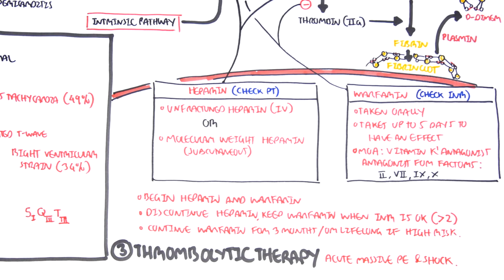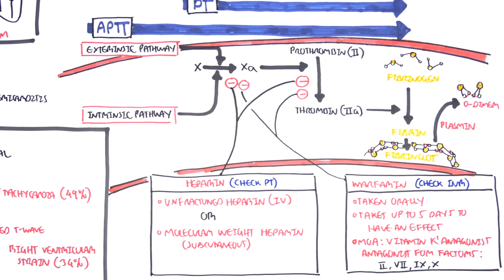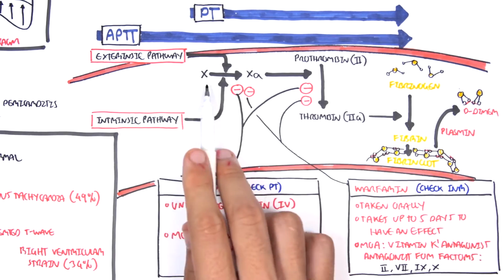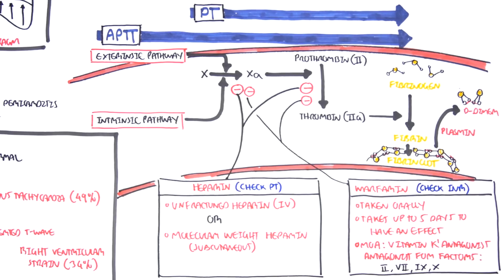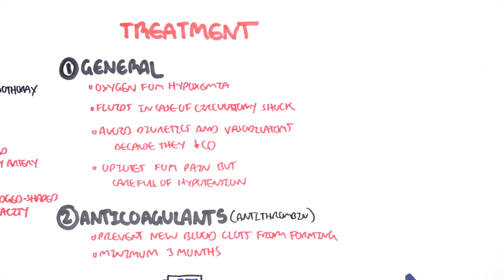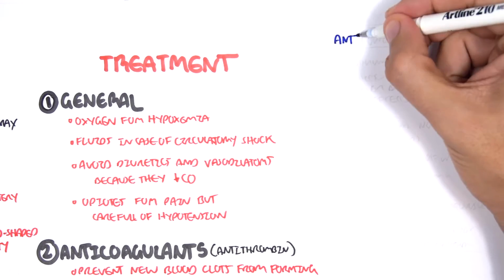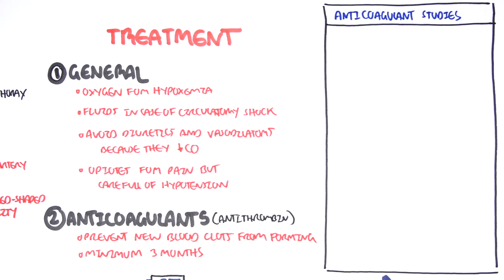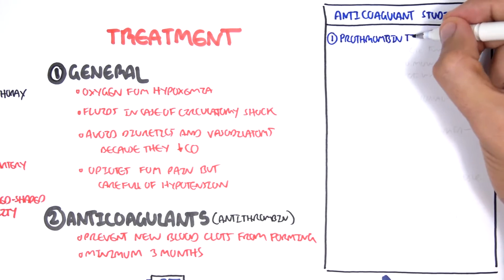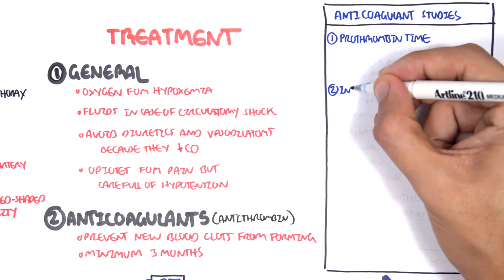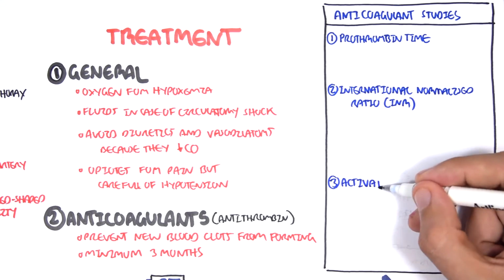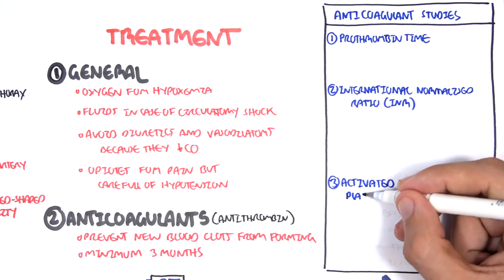So again, going back to the blood tests we can use to check for coagulation activity in the blood, we talked about D-dimers, we talked about INR, we talked about prothrombin, we talked about PT and APTT. So now let's look at these anticoagulant studies in more detail, and I will talk about 4 main ones here because these relate to the heparin and warfarin that I just introduced. These 4 are prothrombin time, the international normalized ratio, INR, the activated partial thromboplastin time, APTT, and the bleeding time.